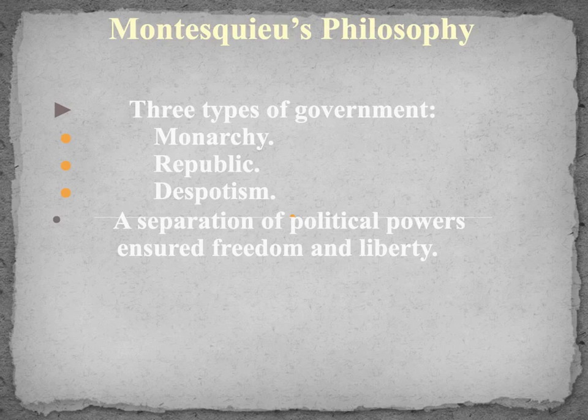In the United States, we have a separation of powers. We have an executive, a judicial, and a legislative. And he said by having these separation of powers, we can guarantee that people will have more freedoms and liberties because these powers are always going to check and balance one another. So that's his major philosophy on government.